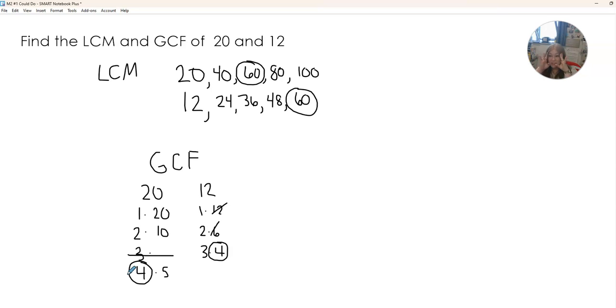So every time we just need to think least, littlest, common, multiple, we multiply. Multiply, that gets bigger and you find the littlest one. Then greatest, biggest number in common. When we factor, factors are fewer. So we're dividing and then finding the biggest number. So just think about what those words mean.